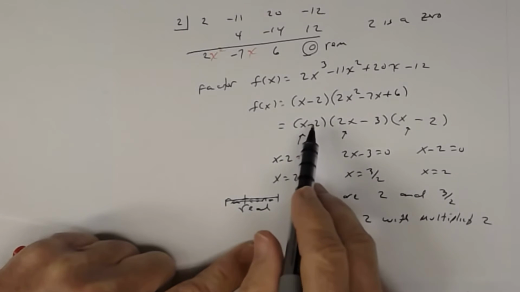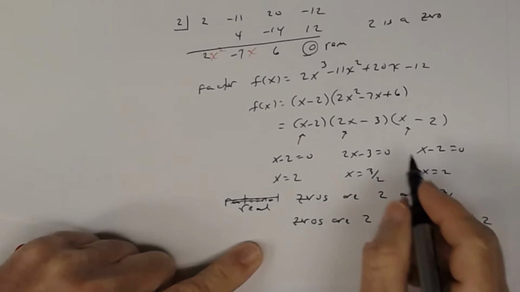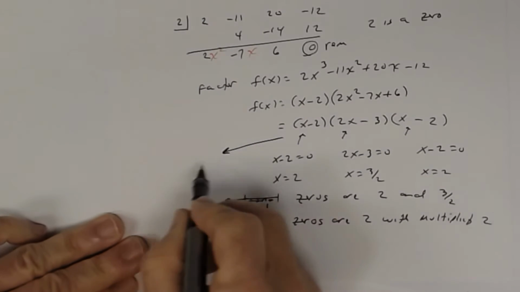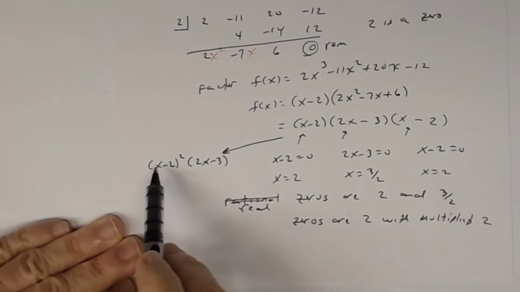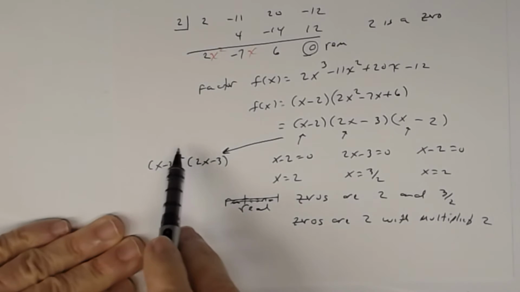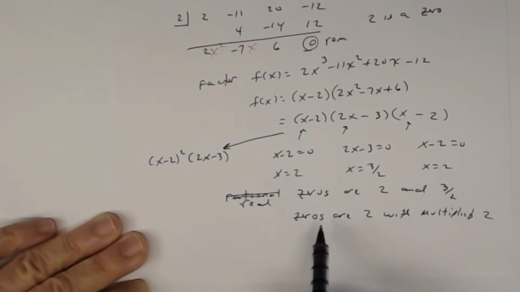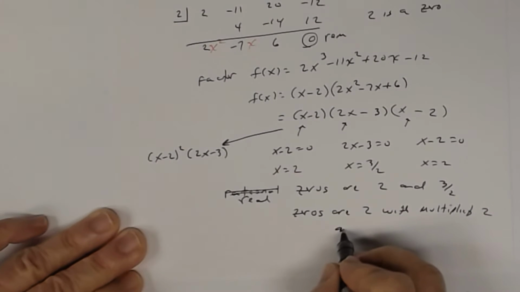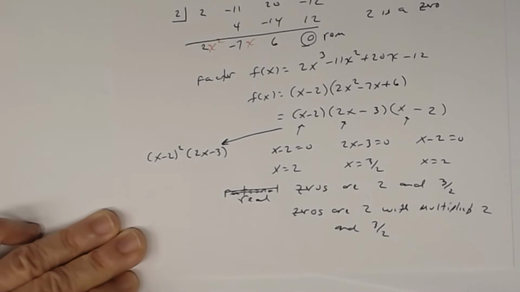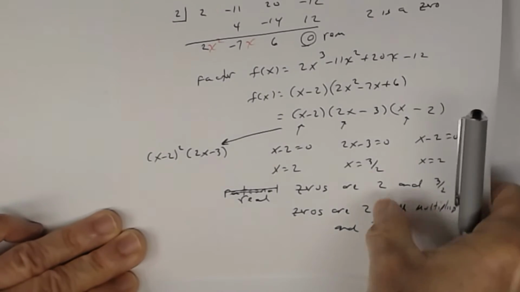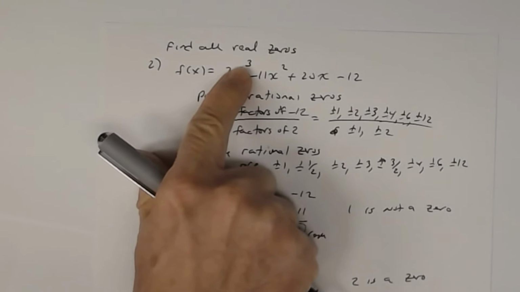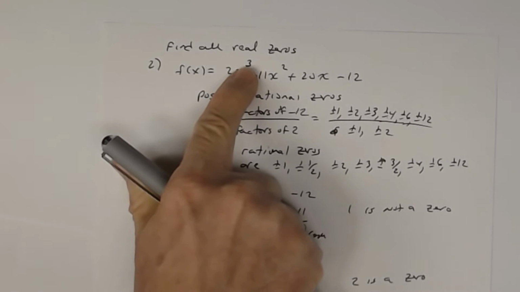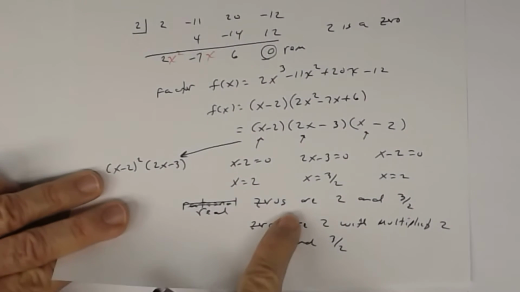All right, and so your factors, you have 2x minus 2. So if you think about it, you can write this as x minus 2 squared times 2x minus 3. Remember that? So 2 occurs as a 0 twice. So we call it multiplicity. So zeros are 2 with multiplicity 2 and 3 halves. Okay? Now remember, we talked about a theorem in previous lessons that says, see that degree here? Since the degree is 3, you're going to have 3 zeros, including multiplicity. So notice I had 3 zeros, right?